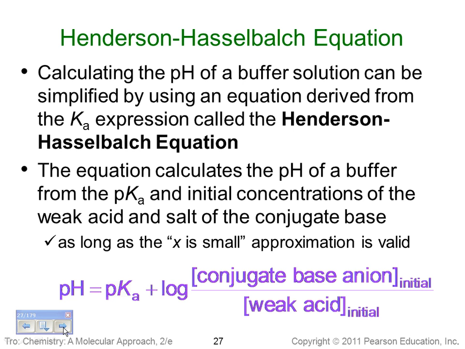And by the way, this equation is based on that x is small approximation. If for any reason the x is small assumption is not correct, this will lead you to the wrong answer. If x is bigger than 5% of the initial concentration, you must use the quadratic. The Henderson-Hasselbalch derivation is based on x is small and does not take into account when the quadratic has to be used. So just a couple of cautions there, but most of the time, x is small works. We've been using it a lot, and it continues to work very often for us.